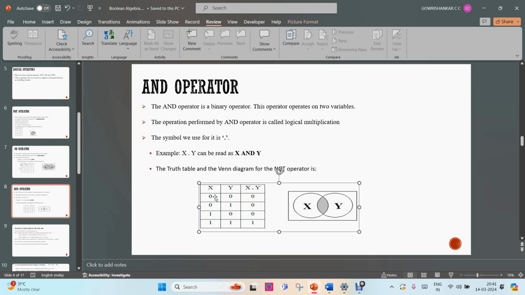See here, x is 0 and y is 0. Because of that, the output becomes 0. Next, x is 0 and y is 1. The condition is not satisfied, so it becomes 0. Here, x is 1 and y is 0. The output becomes 0. Next, in the AND operator, both are 1 and 1, so the output becomes 1.